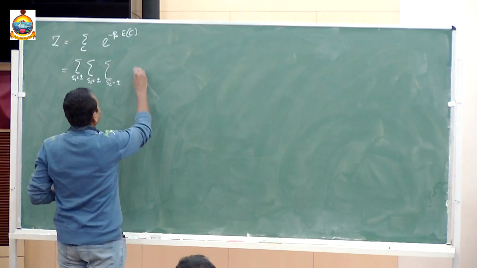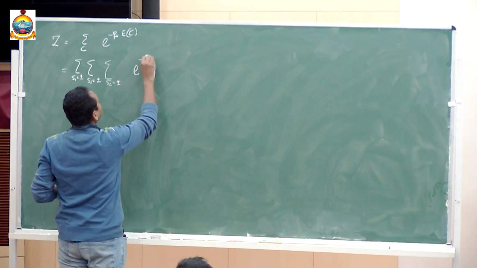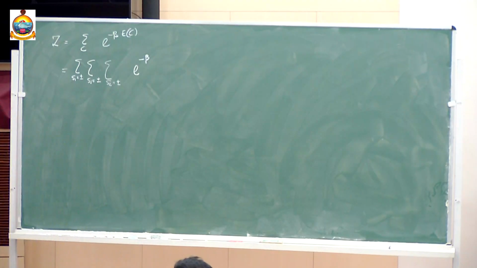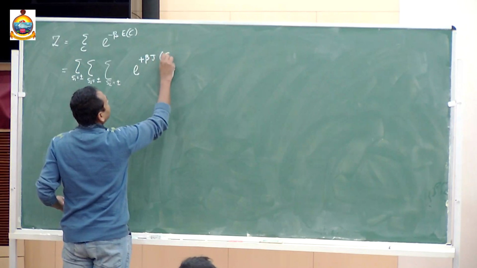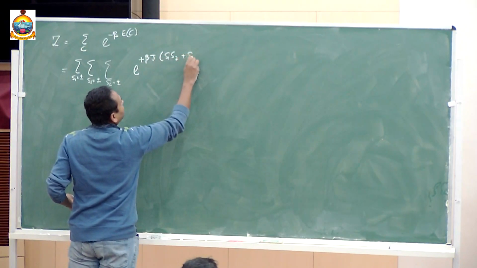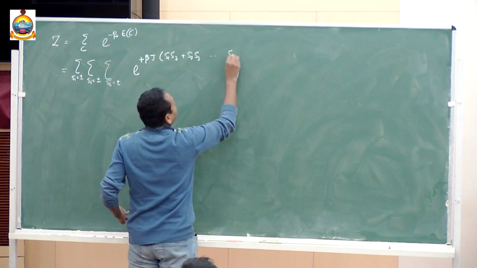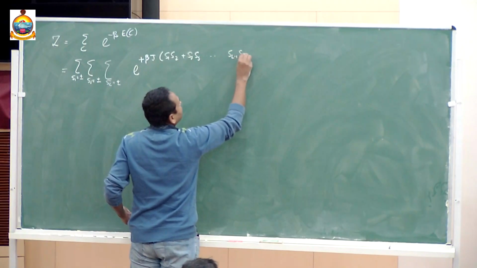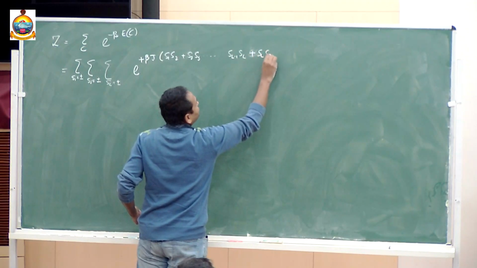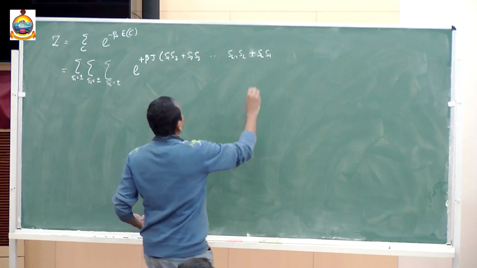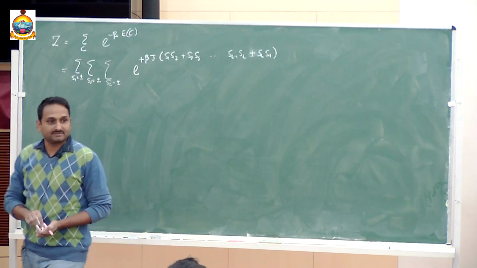And then e to the power minus beta E of C, where E is given by this one. So this is e to the power minus beta, and there is a minus sign there, so this is e to the power plus beta J times S1 S2 plus S2 S3 like that, up to S(L minus 1) SL, and if it is a periodic boundary condition, you also have SL S1. That's what you have to calculate. That's your partition function.